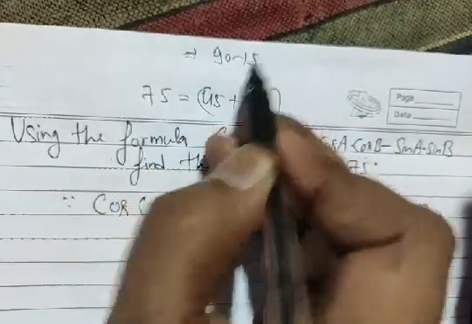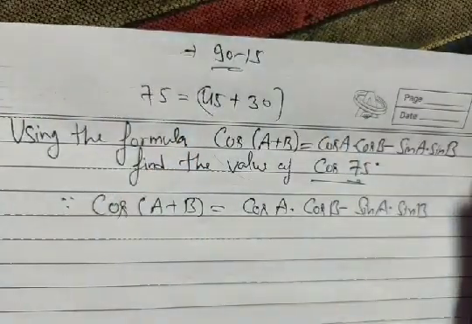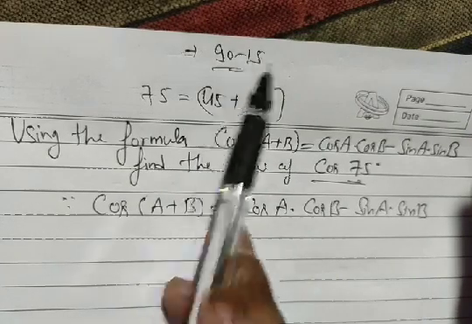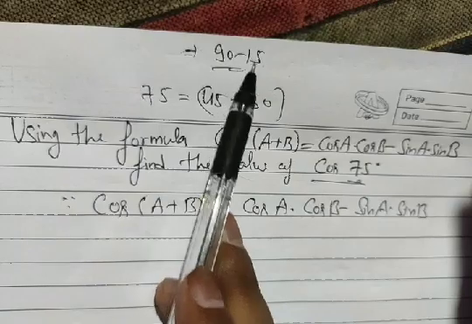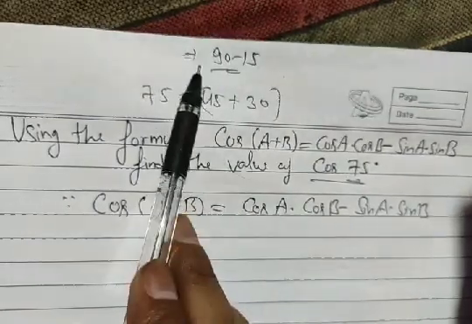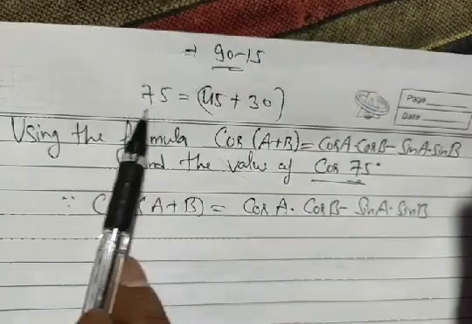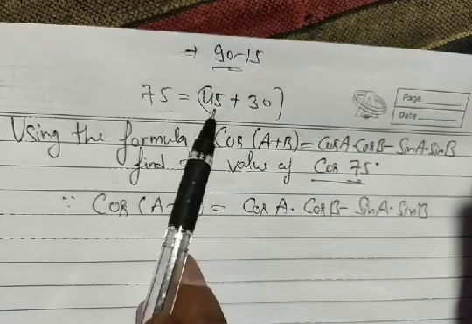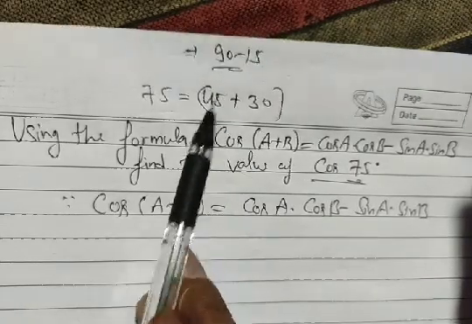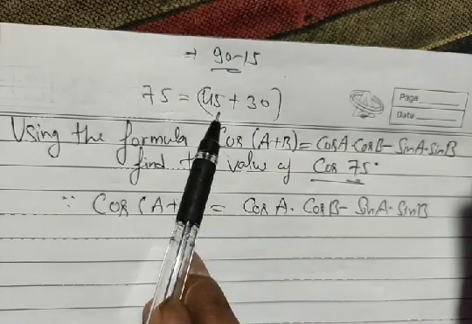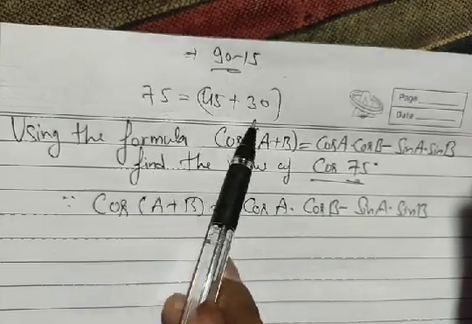Keep in mind that 75 can also be written as 90 minus 15. Why are we not taking 90 minus 15? The reason is that we do not know the trigonometric values of 15 degree. That's why we are not going to use 90 minus 15. But we express 75 as 45 plus 30, because we know the values of 45 and 30 degree: sin 45, cos 45, sin 30 and cos 30. That's why we break 75 as 45 plus 30.